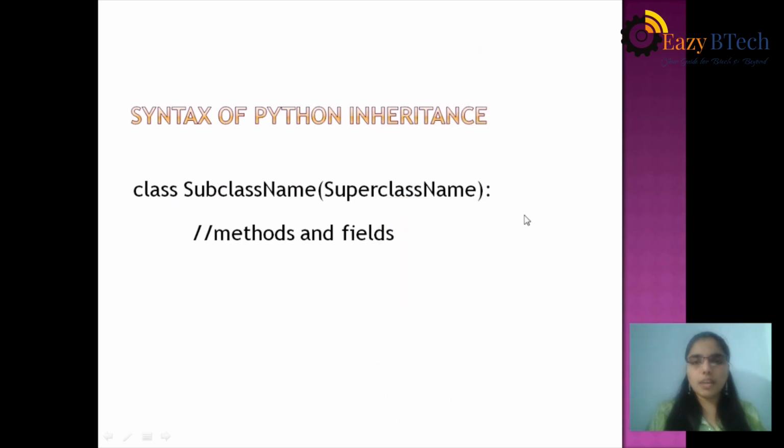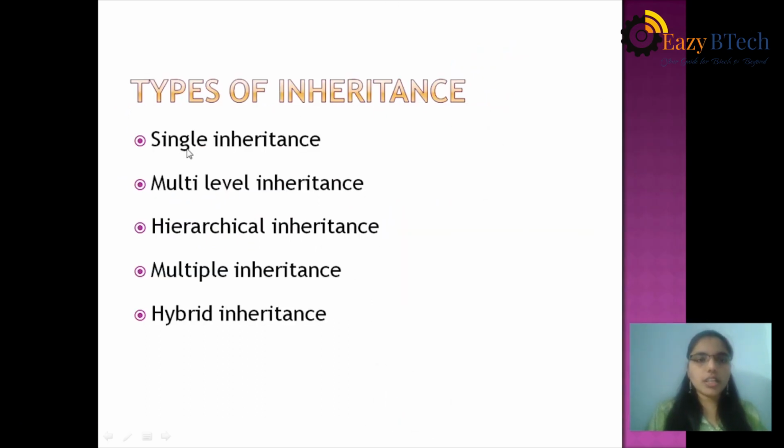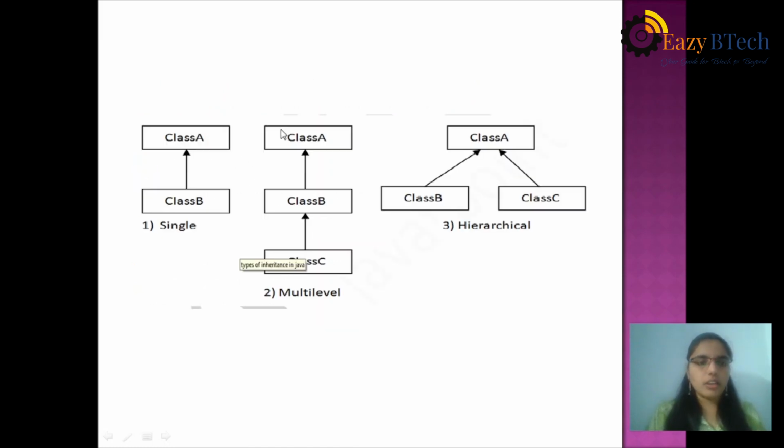Let's see the types of inheritance. What are the types of inheritance? Single inheritance, multi-level inheritance, hierarchical inheritance, multiple inheritance, hybrid inheritance. What is single inheritance? See here the diagram. One class is giving properties to another class. There are only two classes. The first one is superclass and the second one is subclass. Either we can call the first one parent class, second one child class. Or first one base class, second one derived class. This is about single inheritance.